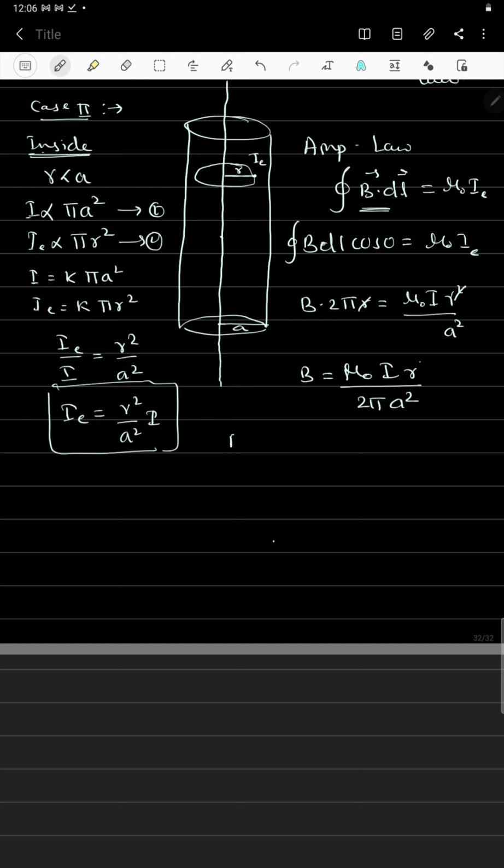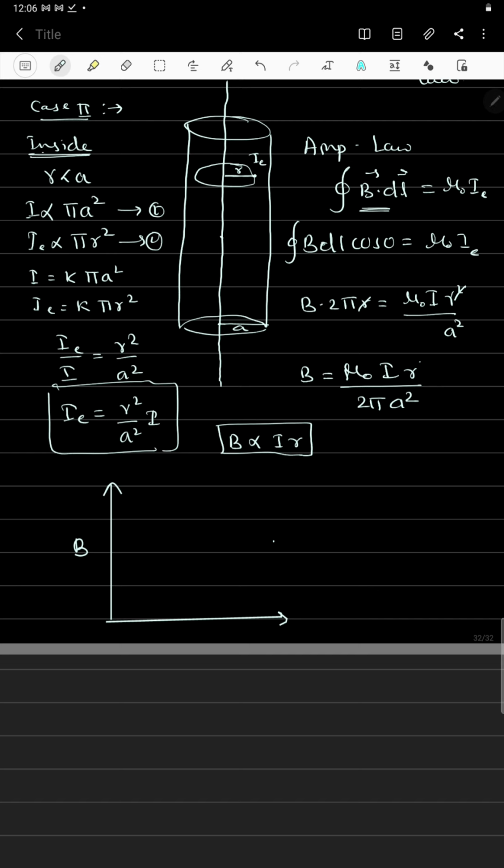Here B is directly proportional to I and R. Inside the conductor, the magnetic field is proportional to the distance. Now if you draw a graph of outside the conductor and inside the conductor, you will get something like this. This is the magnetic field and this is the distance r.